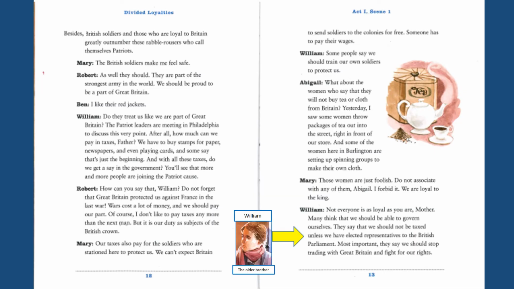Not everyone is as loyal as you are, Mother. Many think that we should be able to govern ourselves. They say that we should not be taxed unless we have elected representatives to the British Parliament. Most important, they say we should stop trading with Great Britain and fight for our rights.